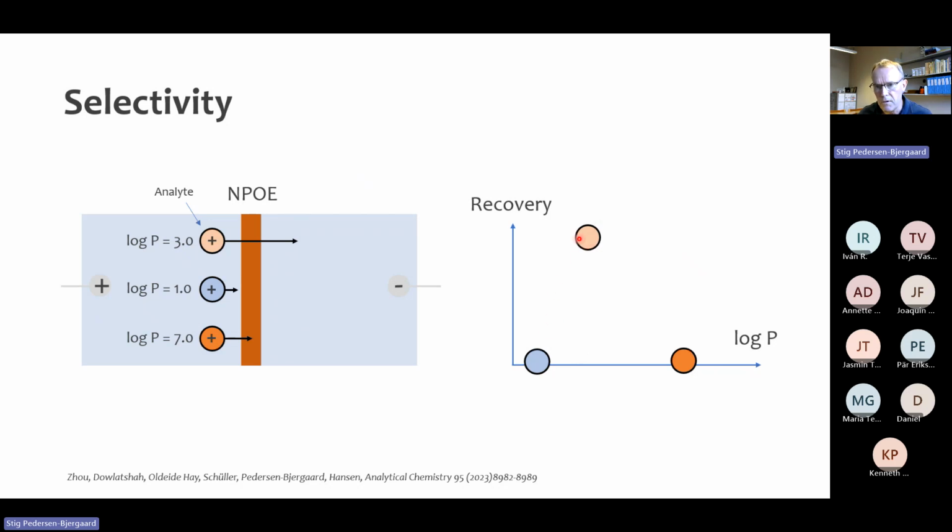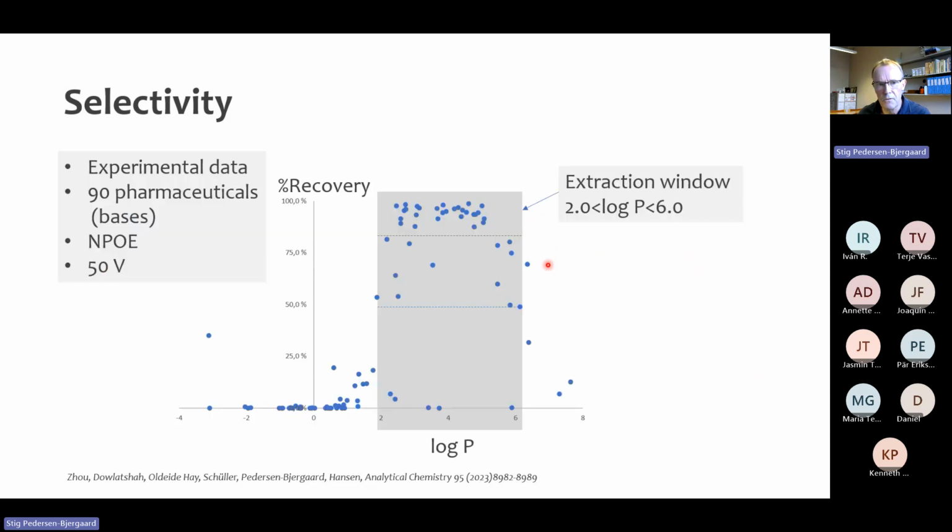Only the log P3 substance is extracted. Well, this is a theoretical figure, but if we look into real data from our lab, here we have measured a recovery for 90 different pharmaceuticals. They are all bases from log P -3 to log P +8. We use the NPV solvent as the membrane and 50 volts as the extraction potential.